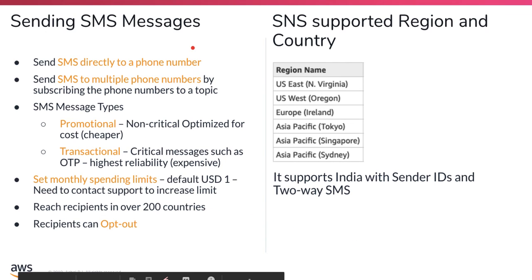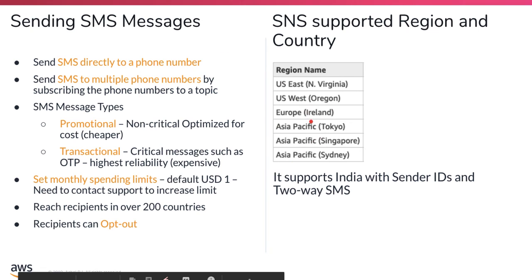So you could also send SMS messages directly to a phone or to multiple phone numbers. There are different message types that you could use, basically promotional and transactional. Transactional messages are more expensive in nature and highly reliable, and these are basically critical messages. You could set a monthly spending limit, and this is available in over 200 countries, and recipients can opt out of this messaging service as well.